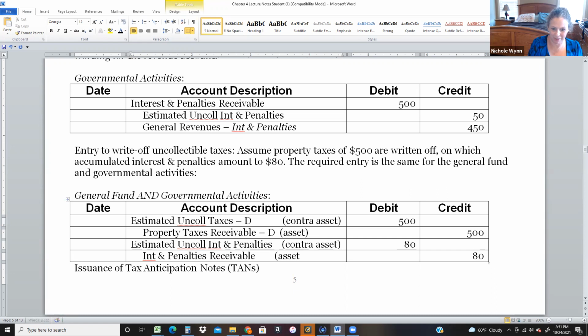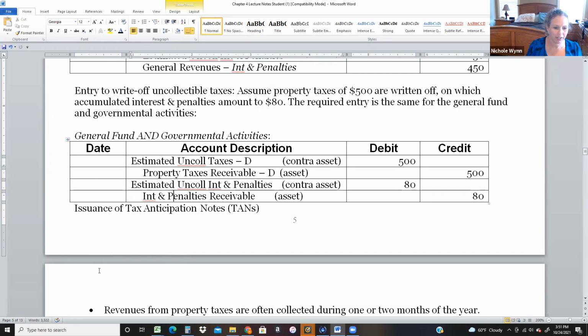And this one is an asset. So when you're wondering why the entry is the same at the general fund level and the government-wide level, these are all assets and contra assets. And so I don't need to change the word expenditure to expense. I don't need to explain my revenue. They are exactly the same.